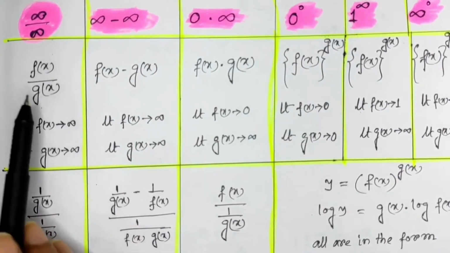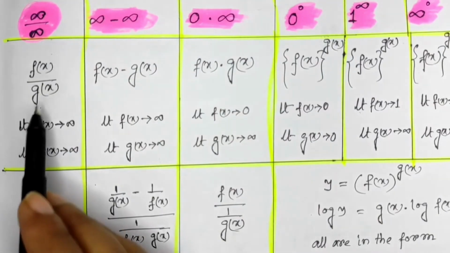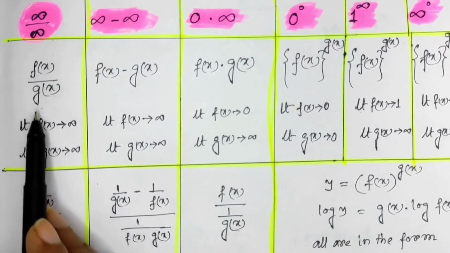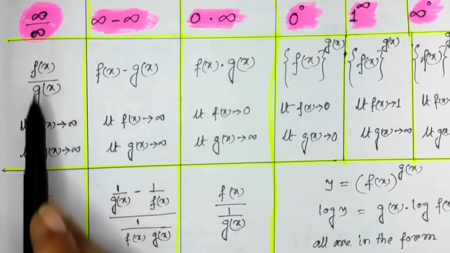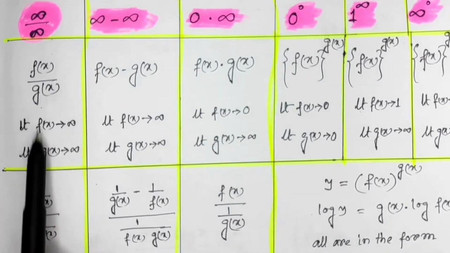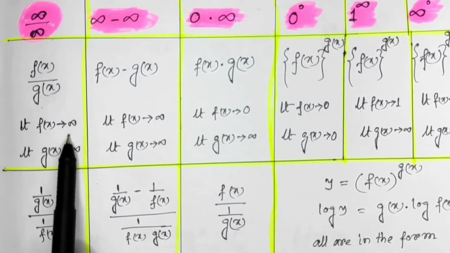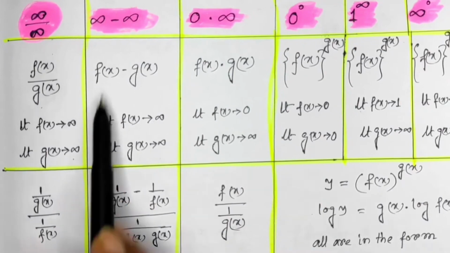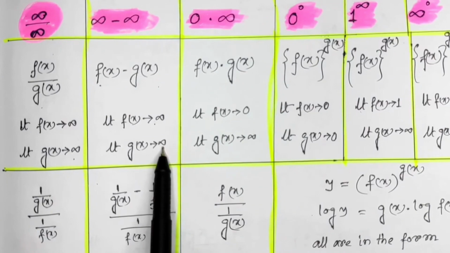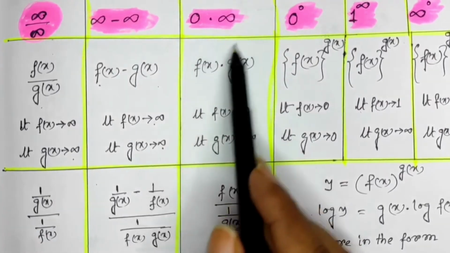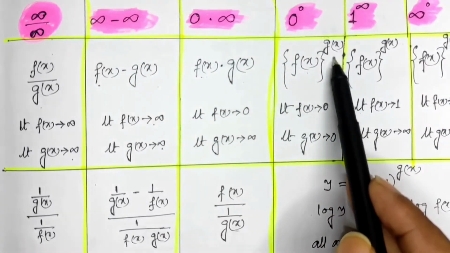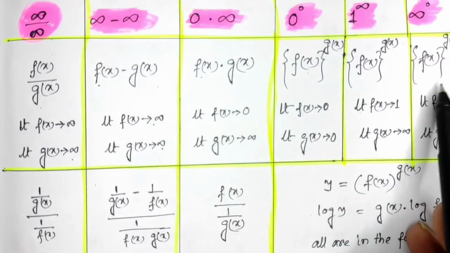Infinity by infinity, all are in numerator and denominator form. So two functions are definitely included in the indeterminate form. One is f(x), another one is g(x). If it is infinity by infinity, then f(x) by g(x) is there, and definitely both, for the limiting case, are tending to infinity. Similarly, if this one is a function, then f(x) and g(x), both are tending to infinity. We consider one as f(x), one as g(x). Here it is f(x) to the power g(x). Here also all are the same.